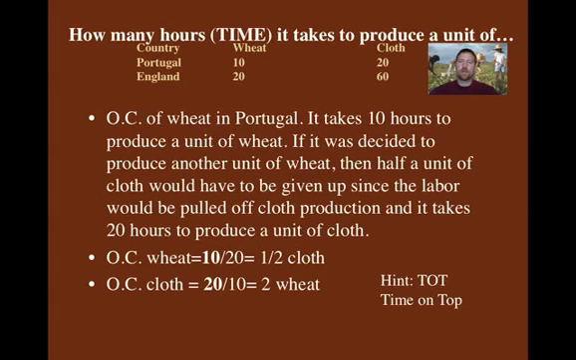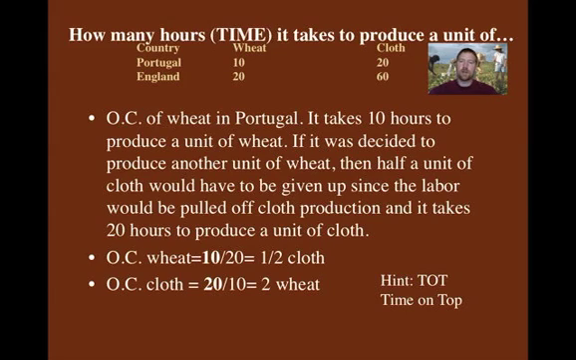This comes to a little bit harder slide here. This might take a little bit of time to understand, and requires some math. It says how many hours, so we're looking at time, does it take to produce a unit of wheat and cloth? And then we want to think about who gives up the least amount. Because it's not based on absolute advantage, it's based on who has the lowest opportunity cost.